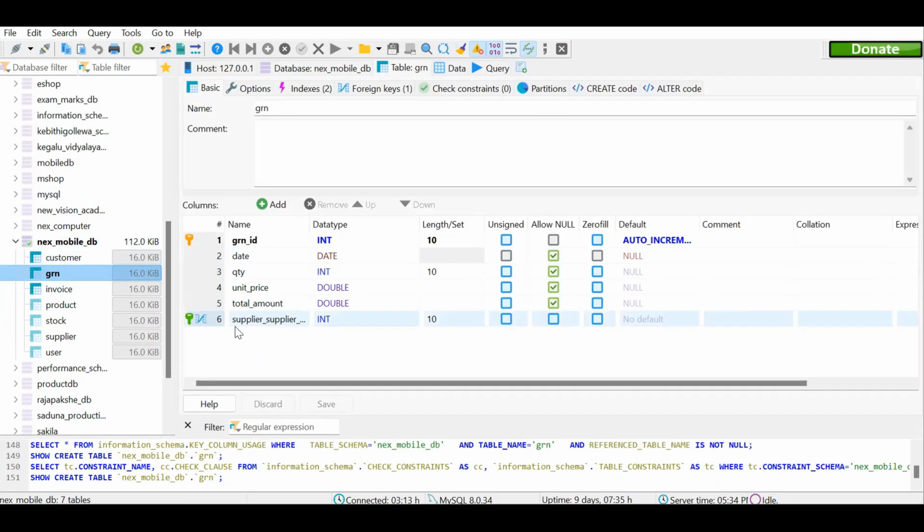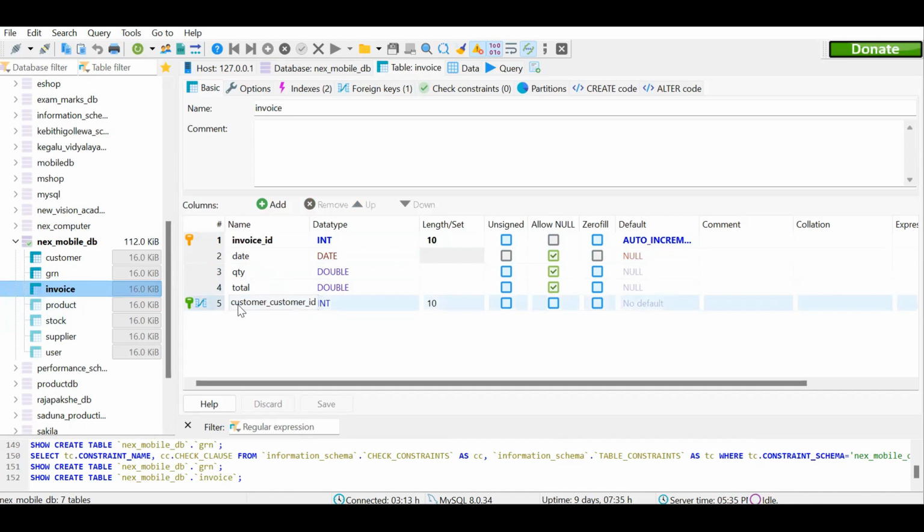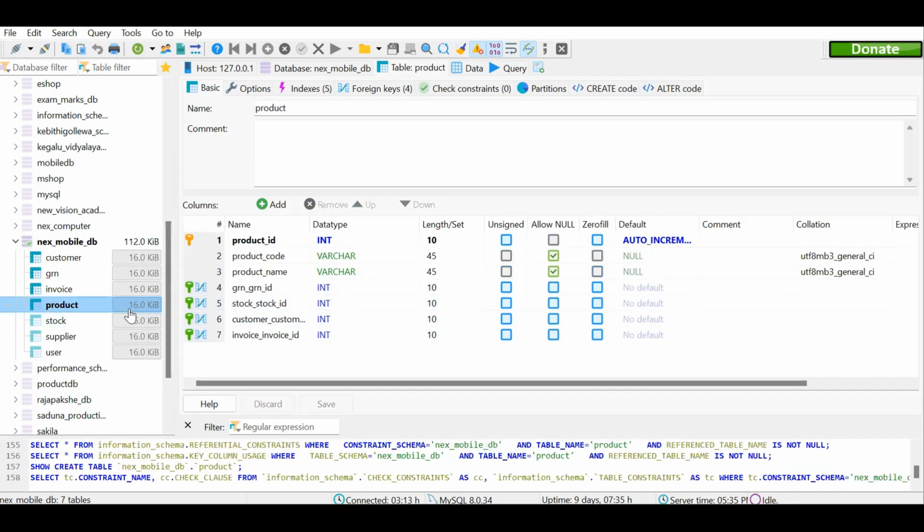Here is the GRN table. We can see that as a result of creating relationships between the tables, our foreign key columns have been created. In the GRN table we can see a supplier ID column has been created, and in the invoice table too we can see the customer ID column has been created, and in the product table you can see GRN ID, stock ID, customer ID, and also the invoice ID columns have been created.